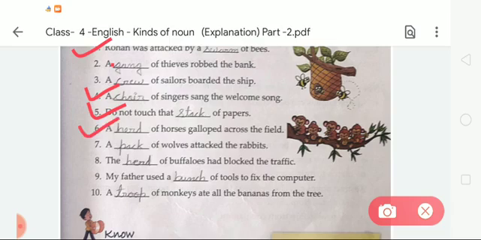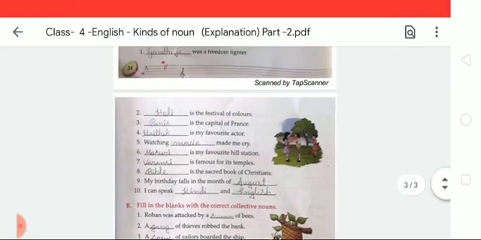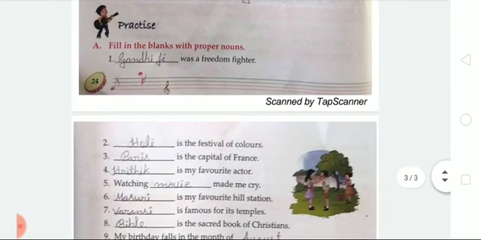In number 6 herd, H-E-R-D, herd. In number 7 pack, P-A-C-K, pack. In number 8 herd, H-E-R-D, herd. In number 9 bunch, B-U-N-C-H, bunch. In number 10 troop, T-R-O-O-P, troop. So like this you have to complete your exercises, and after that you have to write down these given exercises in your notebook with good handwriting.